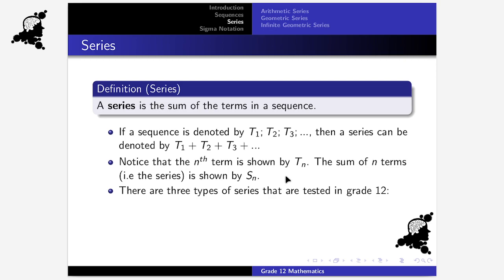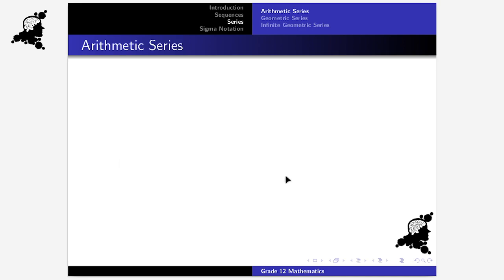There are three types of series that you will encounter in grade 12. We've got the arithmetic series, I'm sure you've guessed it. We've got the geometric series. Then we have something called an infinite geometric series, which is essentially the same as your geometric series, but it has a special property to it. Let's have a look at each one of them.